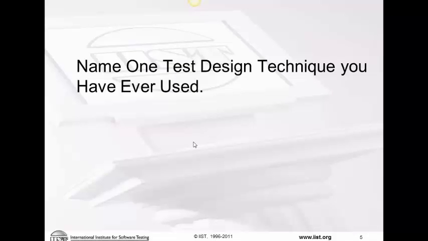Okay. And sometimes I even ask people to tell me any test design technique. But go ahead and share with me your thoughts. Name one test design technique you have ever used. Now of course, a lot of people say things like, we use requirement-based testing. Well, requirement-based testing, that's not a technique. Some people say we use use cases. I say, okay, how do you use use cases as a technique to design tests?